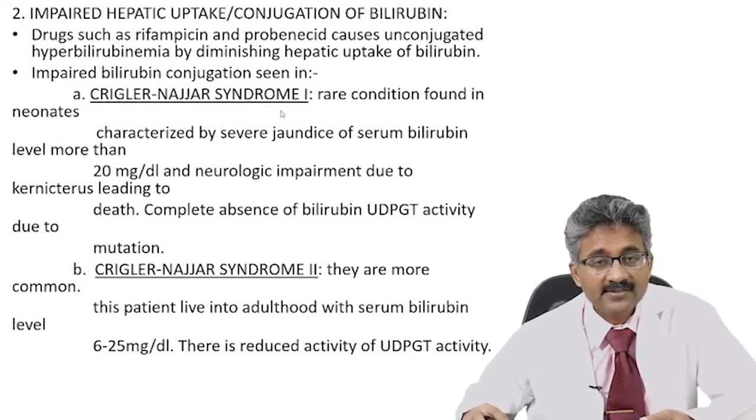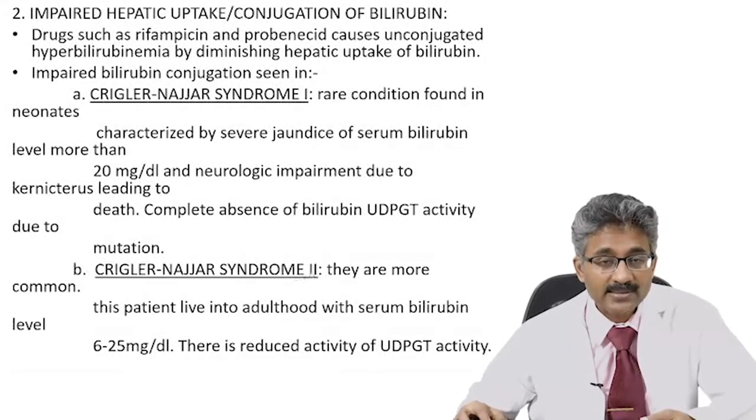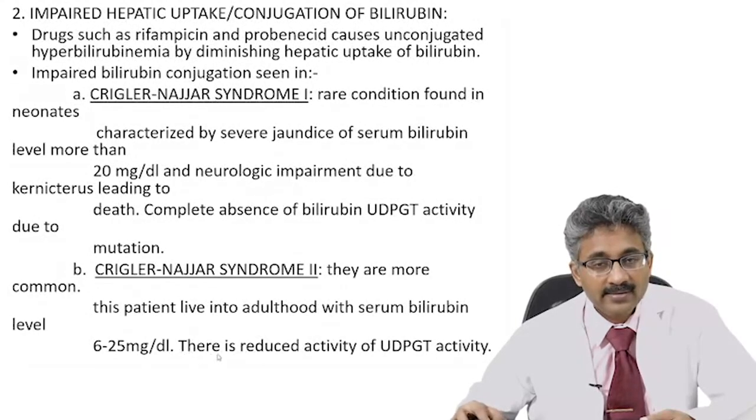Crigler-Najjar syndrome, where there is severe deficiency of glucuronyl transferase enzyme. Bilirubin can extend up to 20 and death can occur because of complete absence of UDP glucuronyl transferase activity. And Crigler-Najjar type 2 is a mild variety where the patient can survive till adulthood. Here there is a reduced activity of UDP glucuronyl transferase.